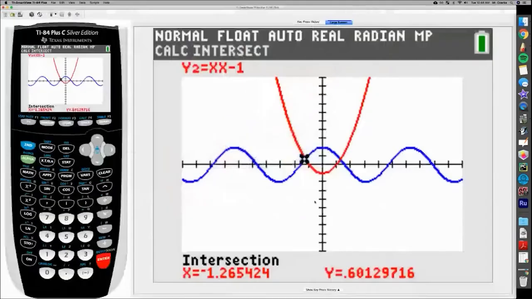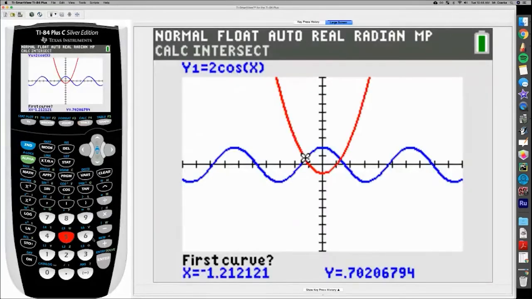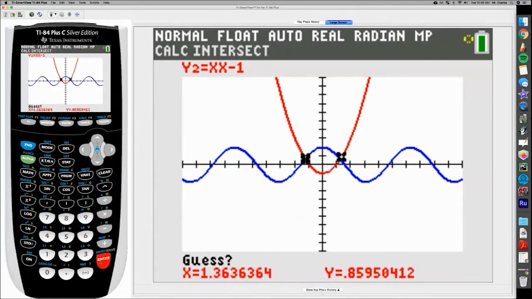Now, if you go back to the calculator, we need to find this other intersection. So we're going to repeat the exact same steps that we just did. Second calc 5. So we want that fifth choice, intersect. Okay, first curve is blue. Okay, second curve is red. Okay, the guess, we want to guess over here. So I'm going to move this thing here. Okay, enter, and then it finds the intersection point.